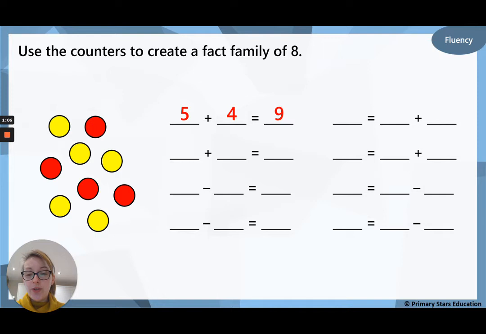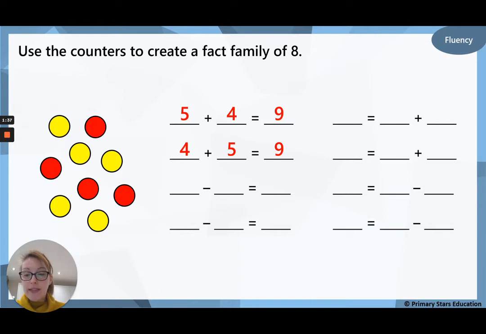We could also swap that number sentence around, and instead of starting with the yellow counters, we could start with the red counters. So we could say 4 plus 5. So can you see how I've swapped those numbers around in that number sentence? And they still equal the same number. So they're still equal to 9. So straight away, 2 addition number sentences. We can also write some subtraction number sentences. So if we count them all together, we know we have 9.